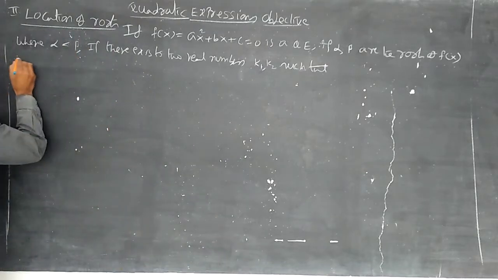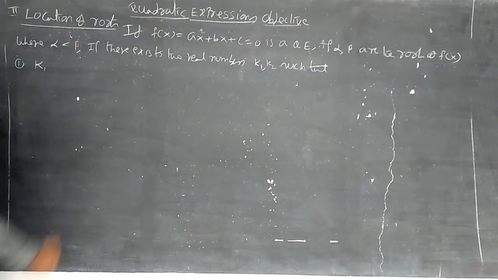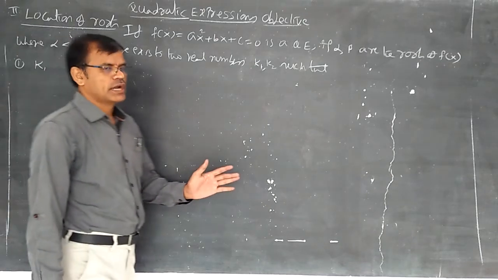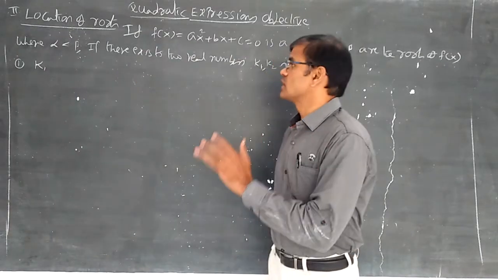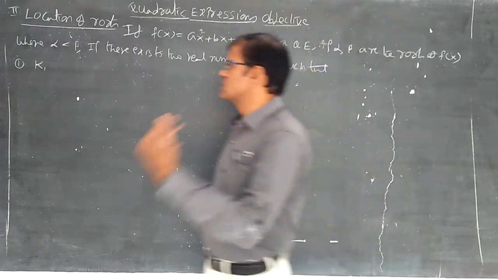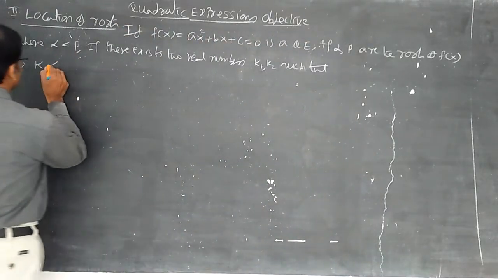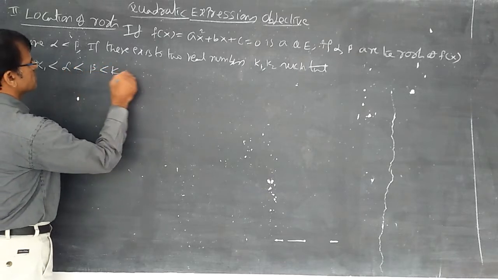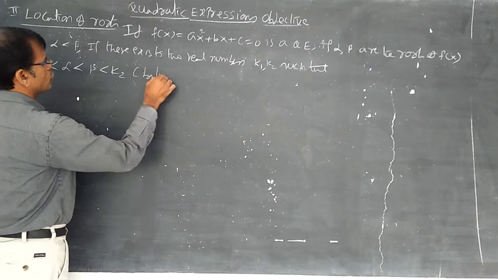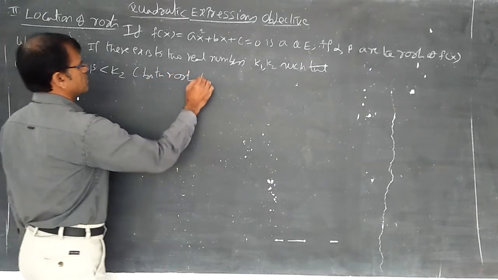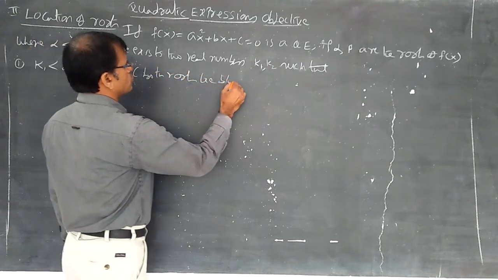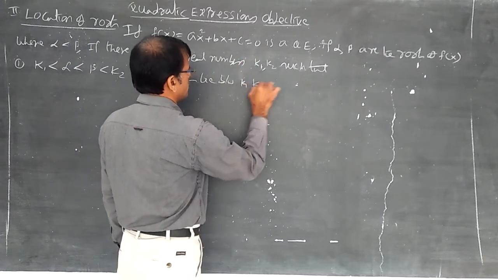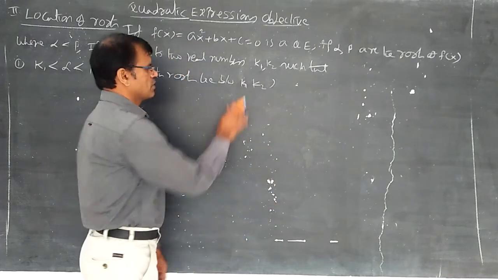First, both roots lie between k1 and k2, that is, k1 less than alpha less than beta less than k2. The three cases may arise, such that I am writing here k1 less than alpha less than beta less than k2. That is, both roots lie between k1, k2.